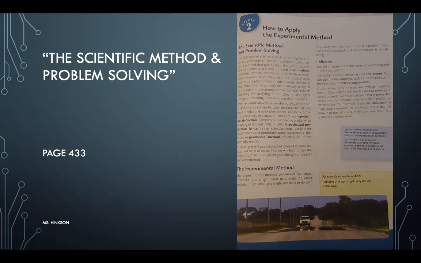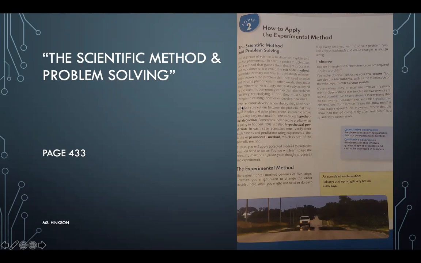Scientists' primary concern is to establish relationships between the problem that they need to solve and existing phenomena. In other words, they must determine whether a theory that is already accepted by the scientific community can explain the problem that they are studying. If not, they must suggest changes to existing theories or develop new ones.